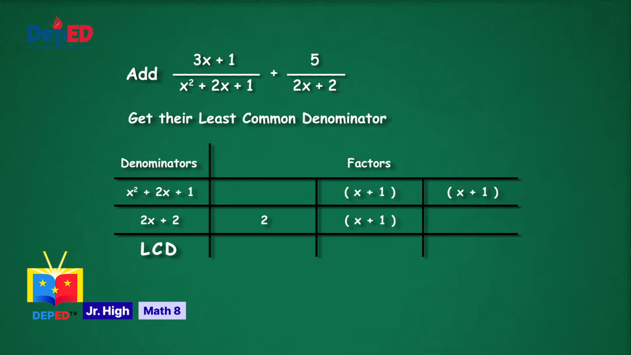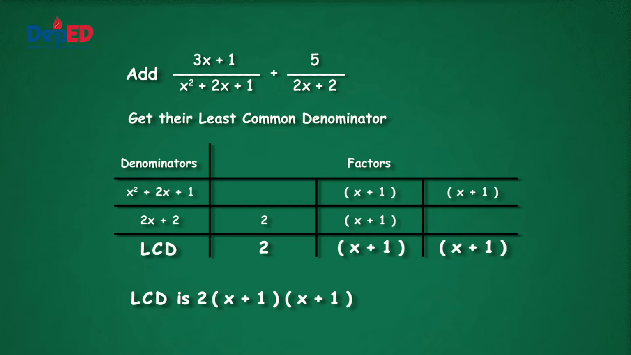Next, we copy the factors on their respective columns and get their product. Then the product is the least common denominator. So the least common denominator will be 2 times the quantity x + 1 times the quantity x + 1. Then, we will now multiply the numerators by the missing expressions in the rows of the respective denominators.